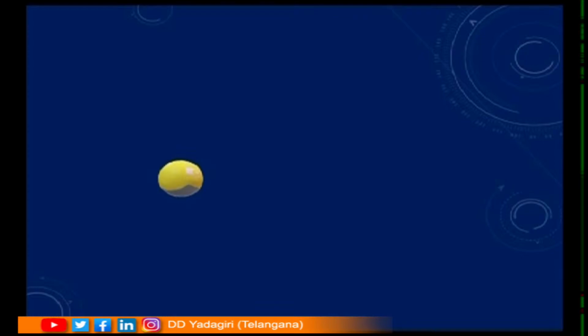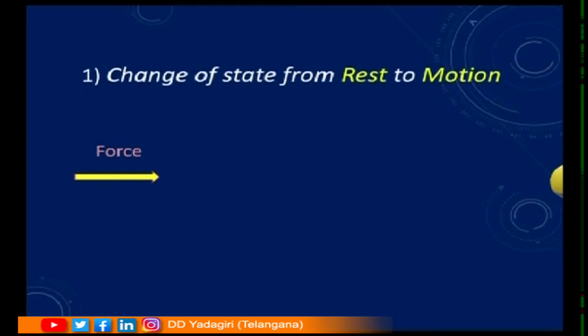Now observe this picture, children. A ball is there, which is in rest state. What happened when a push is given to this ball, or when you kick the ball? Yes, it changes its state from rest to motion. Means force can change the state of an object from rest to motion.